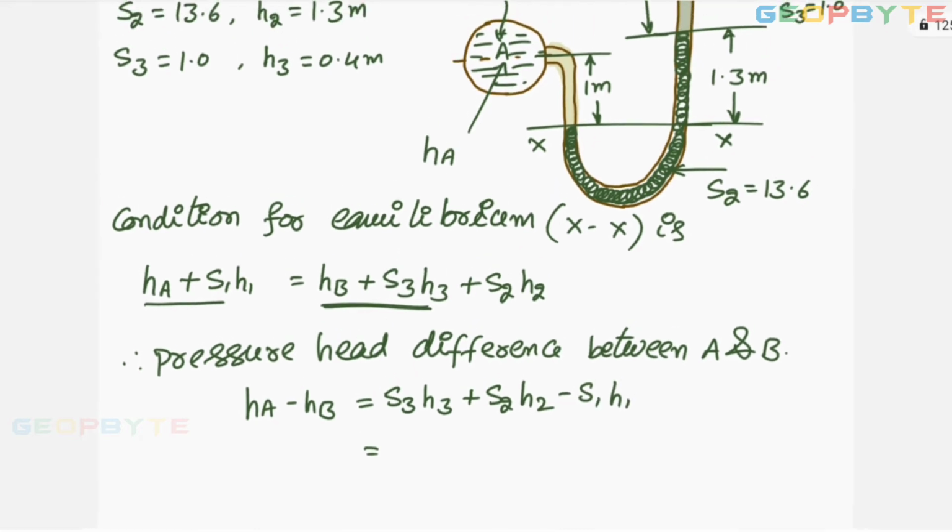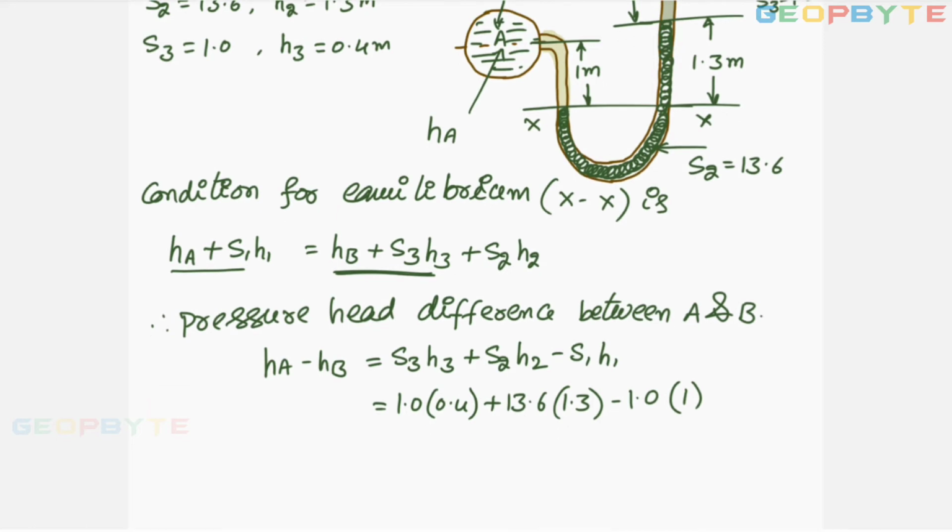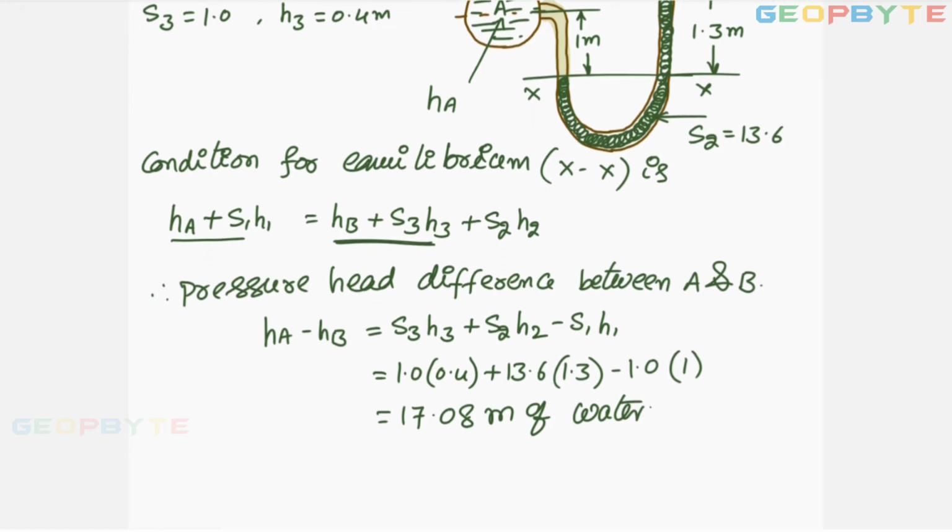Let us write those values. S3 equal to 1, H3 0.4, S2 equal to 13.6, H2 equal to 1.3 meters, minus S1H1. S1 is 1, H1 is also 1. Simplify this value for getting the pressure head difference. This value I got is 17.08 meters of water, because water is flowing through the pipe.